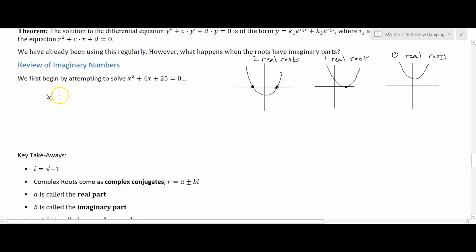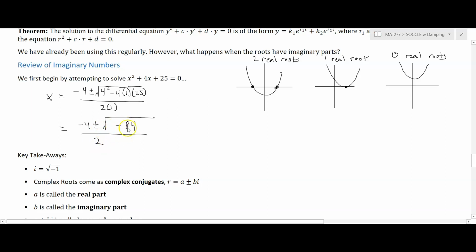So we would start off by saying x equals negative b plus or minus the square root of b squared minus 4 times a times c, all over 2 times a. And that gives us negative 4 plus or minus the square root of... I think that comes out to negative 100. Negative 100 plus 16 is negative 84. Okay, and that's all over 2 times a.